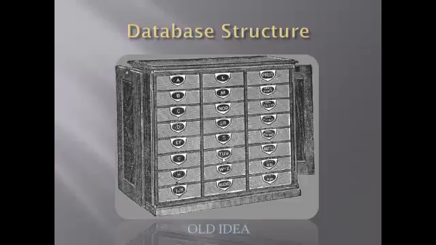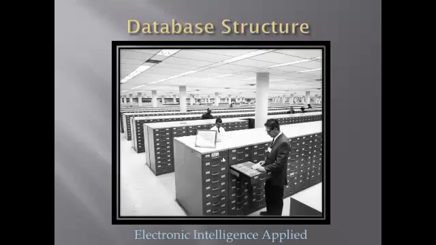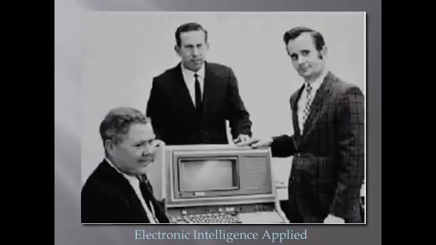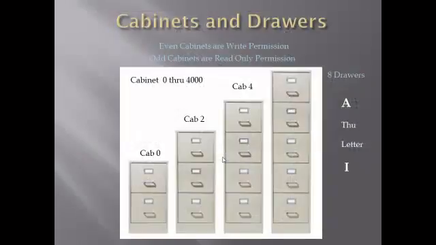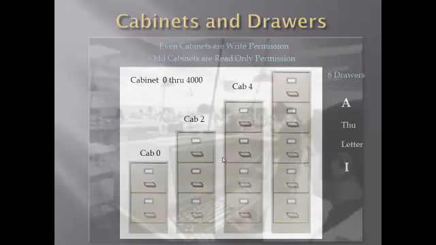The database structure is an old idea. It's a simple idea, and it's a very effective method for tracking volumes of information. In fact, in the 60s, the MAPR system was designed to replace the old way and bring it into a new electronic intelligence filing cabinet system, whereby the cabinets and the drawers were set up and labeled, controlling the write permission and read permission.